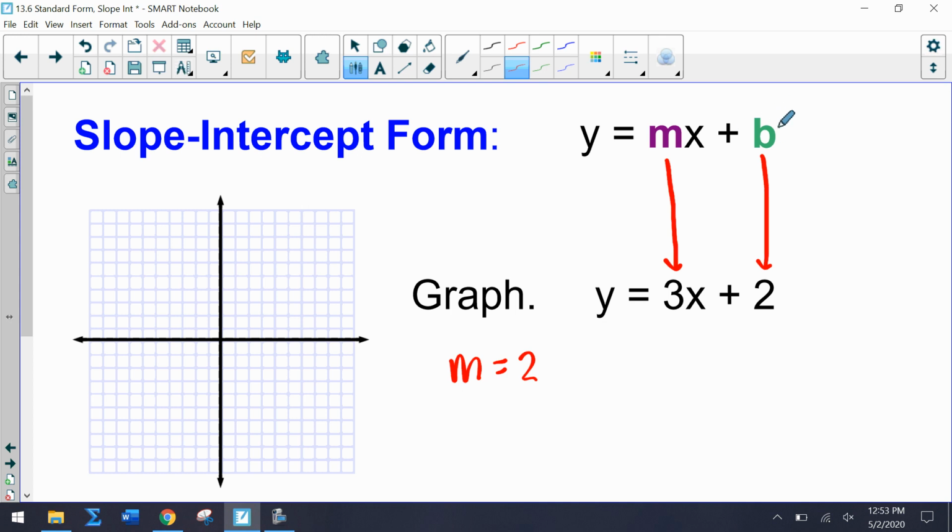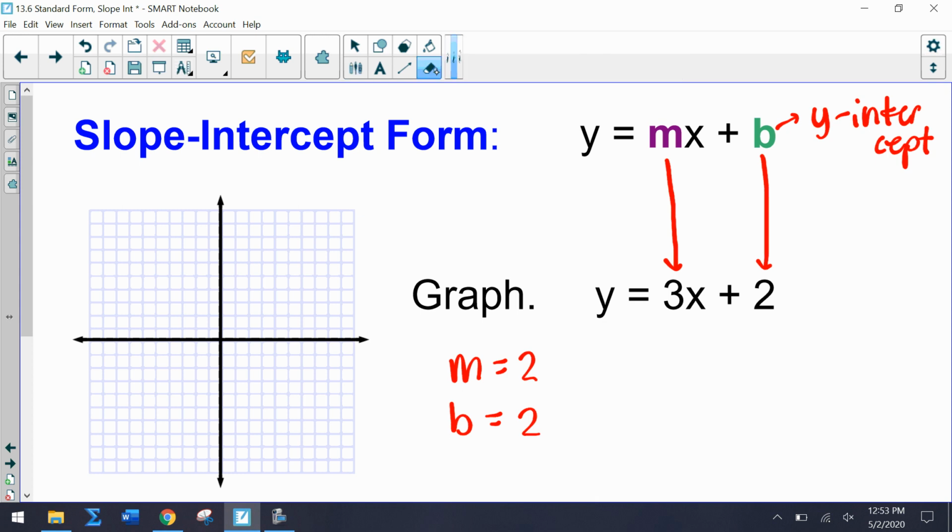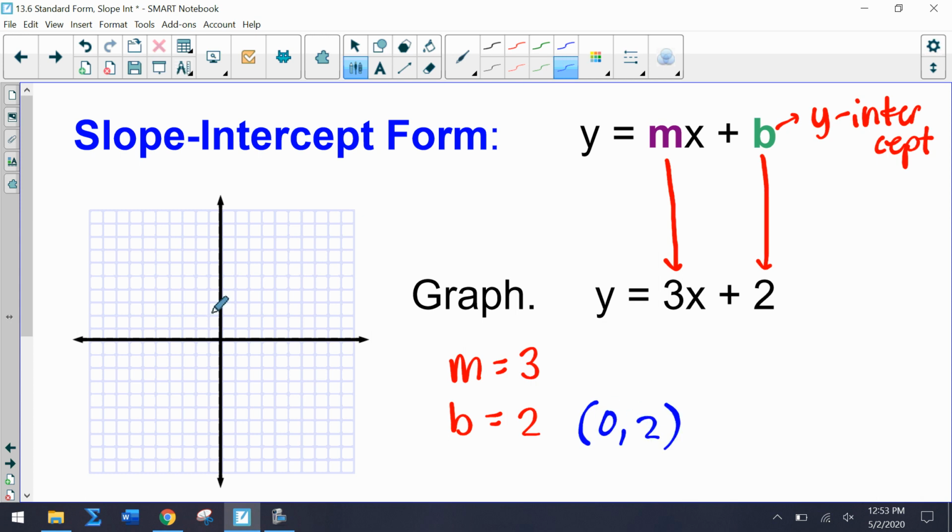And this b represents your y-intercept. Okay, so your b value or your y-intercept is at positive 2. Sorry, our slope is 3. So if we have a point, our y-intercept, that's located at (0, 2). And if we know the slope, can't we plot the slope from there? We can go up 1, 2, 3 over 1, and graph that line. So we always want to plot that y-intercept first and then plot more points using the slope.